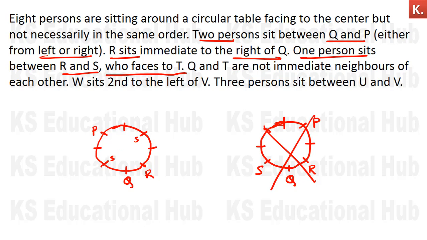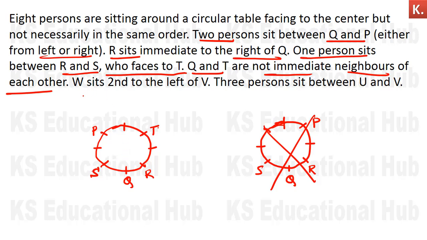If S is here, S has to face T, so T has to be here. So I can certainly say SRT can be here, or SRT can be here. The next one is Q and T are not immediate neighbors of each other. Q is here, so T cannot be here, and only S can be here. If S is here, T has to be here, because it is very clearly mentioned that S faces T.